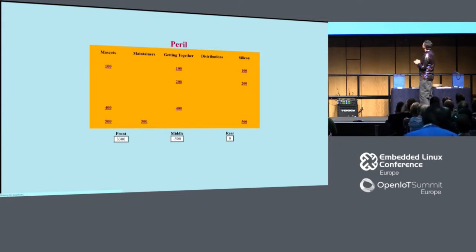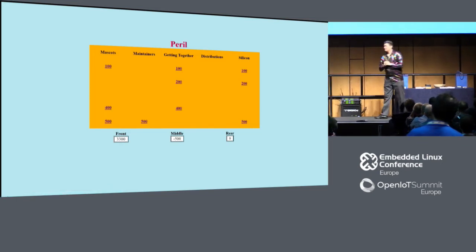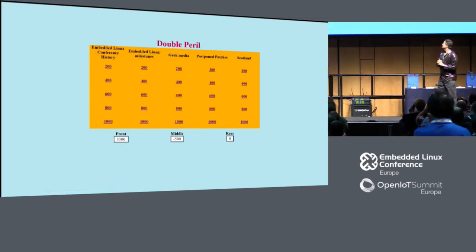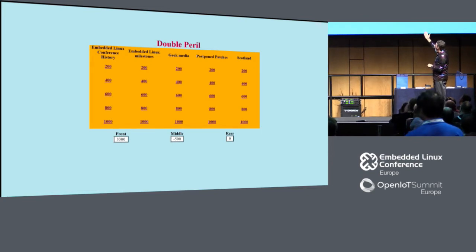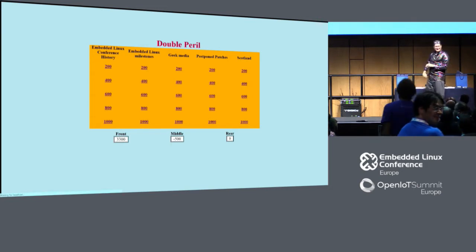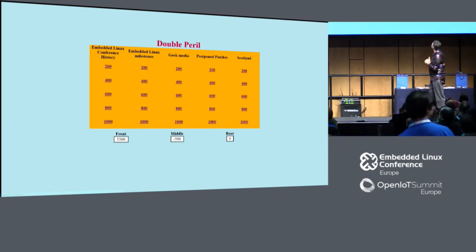Okay, these are our scores after the first round. I hope it's not just because of the speed of light or something. Okay, but anything can happen. Next round. So we're going to move on to the second board, and this has the following categories. Embedded Linux Conference History, Embedded Linux Milestones, Geek Media, Postponed Patches, and Scotland. So one of these categories is a little bit different than the others.